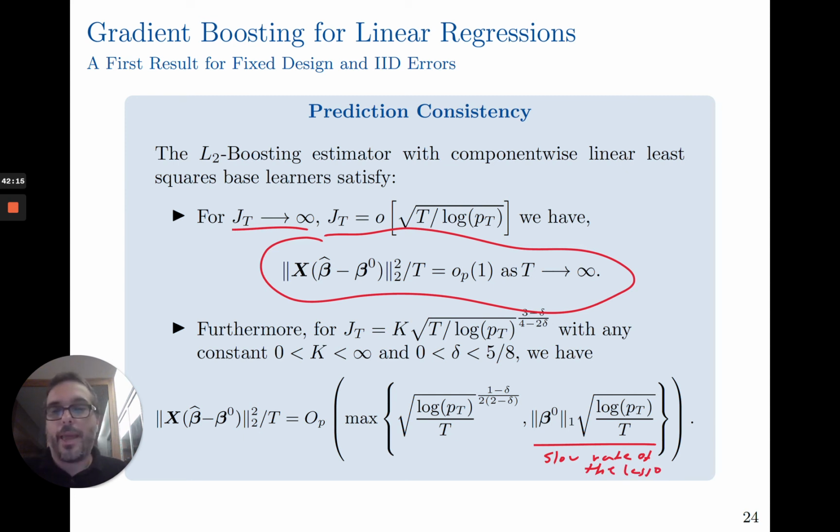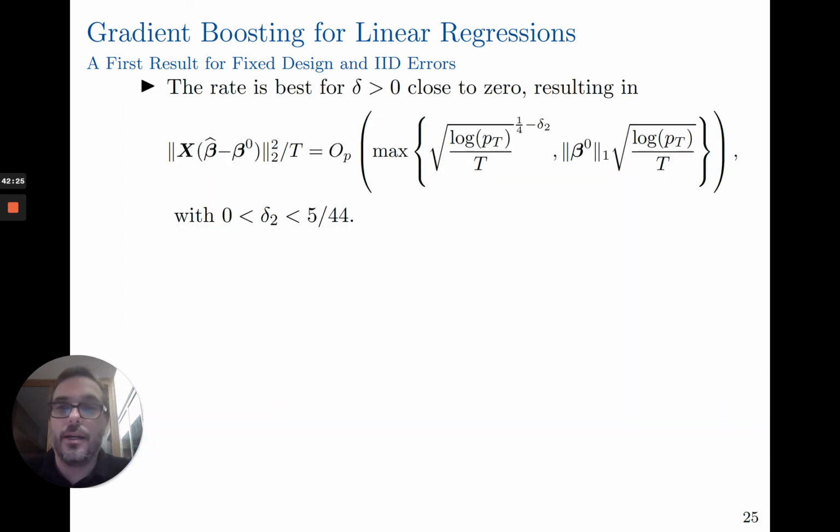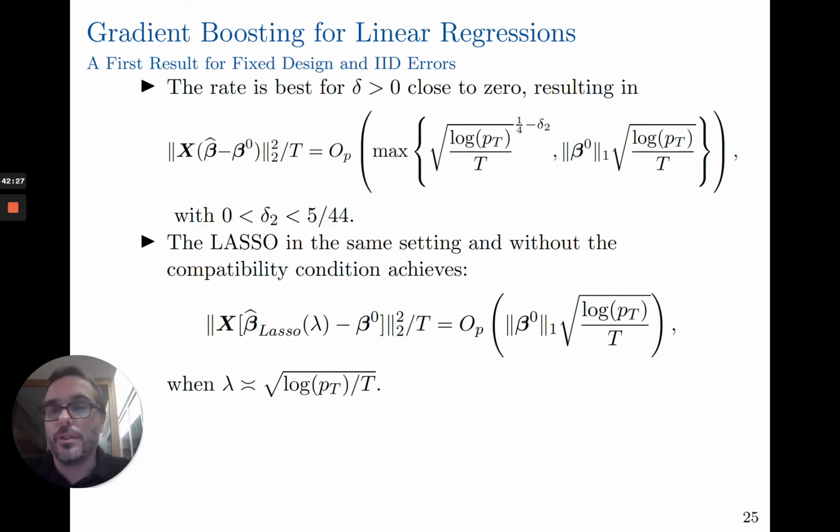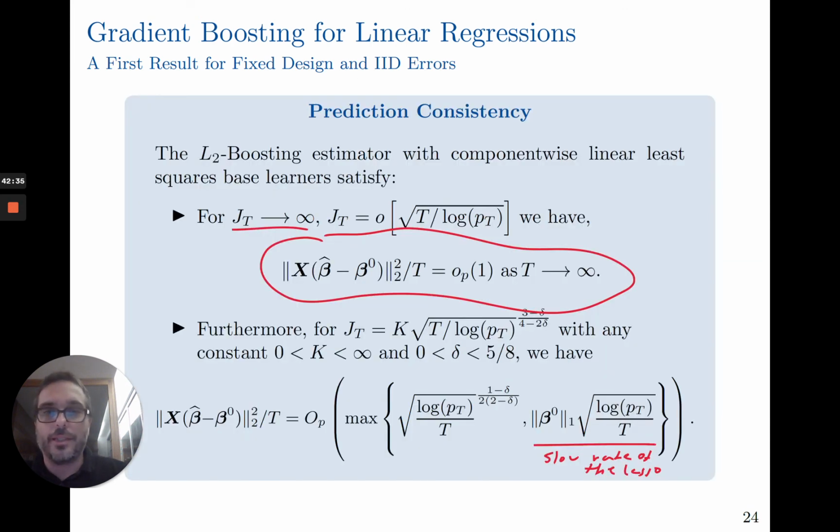And so it's the maximum of the two. So it's closely related to lasso under very specific setups. We can also compare directly. The rate is best for delta larger than 0. What's delta? It's a constant that appears in how we grow the algorithm.